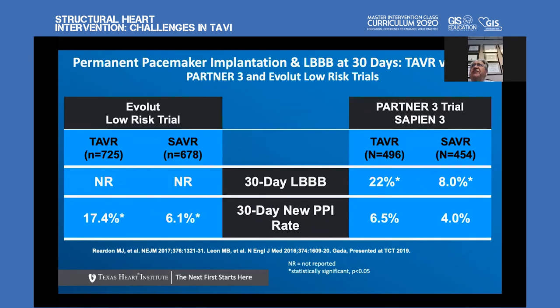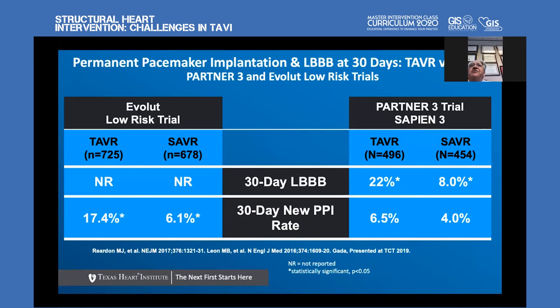Now, when we look at permanent pacemaker implantation and the incidence of left bundle branch block at 30 days, and also the need for permanent pacemaker, again there are significant differences between the valves. We look at the low-risk trial for the Evolut valve. As far as left bundle branch block, there was no significant difference between TAVR and SAVR, which is interesting. However, the 30-day pacemaker rate was significantly higher for TAVR than for SAVR. Now, when we look at the PARTNER 3 trial, which was again low risk with the SAPIEN 3 valve, we can see a significant difference in the incidence of left bundle branch block at 30 days. It was significantly higher for TAVR than for SAVR. But there was no dramatic difference in the need for a pacemaker between the two groups at 30 days of follow-up with SAPIEN 3. And we can see those differences clearly.